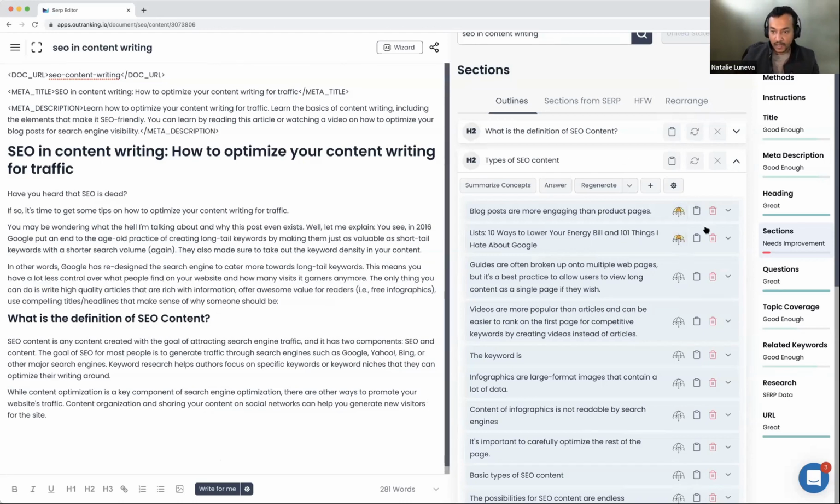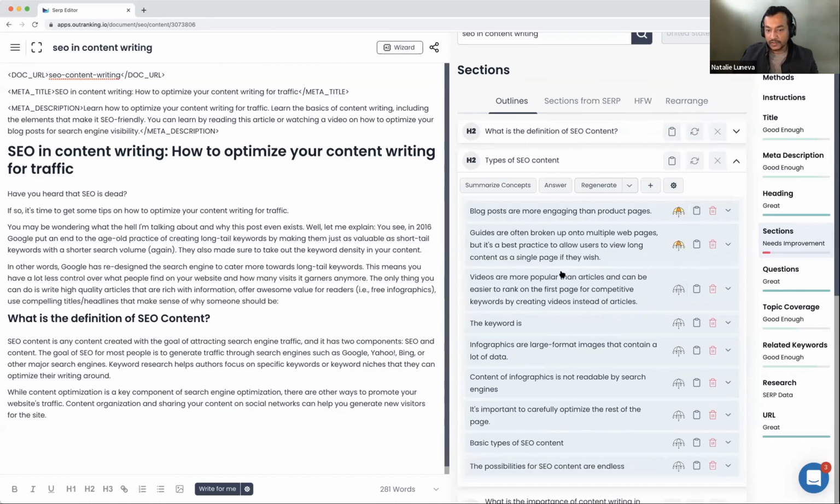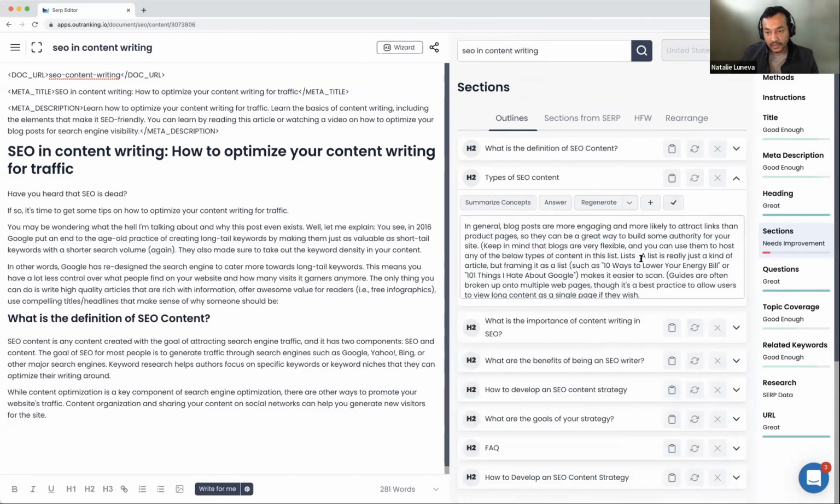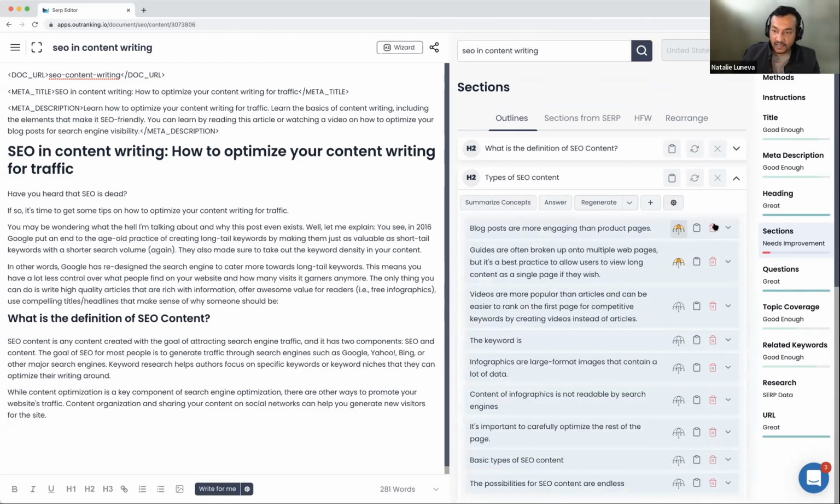I don't know if this is relevant. So this is summarizing key information. It's like it's giving you blog post guides, videos, right? Infographics, content infographics. So you probably want to find out. Okay, so this is just a crappier way of presenting information.